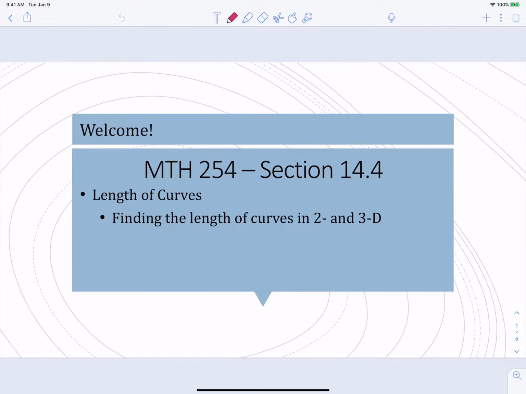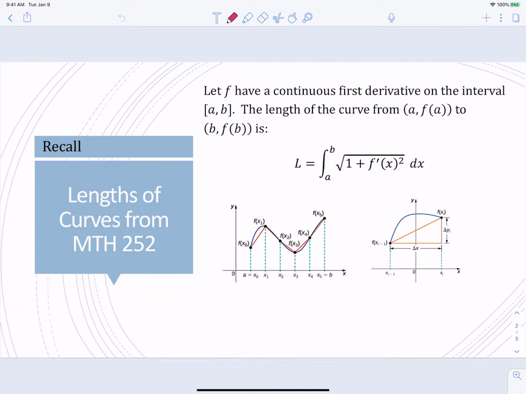Hello all, we are here for our last section in chapter 14, which is 14.4, lengths of curves. And so we're going to be finding the lengths of curves in 2 and 3 dimensions. So just a quick reminder of something that we know from Math 252.